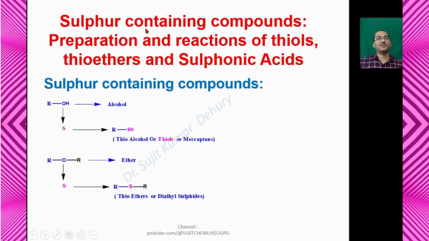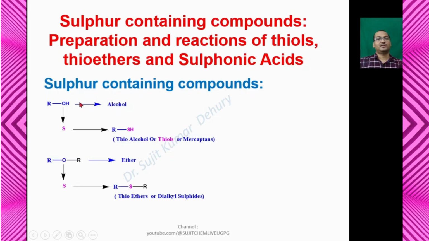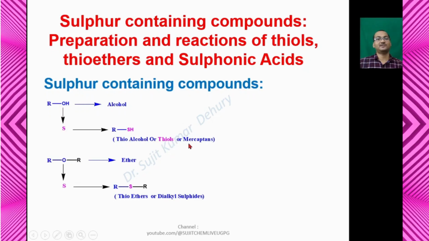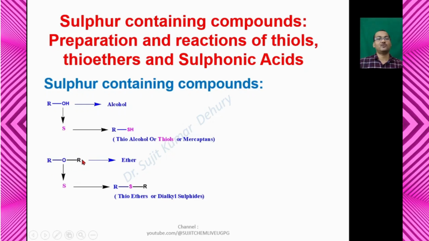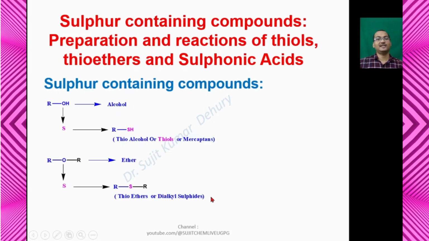The next is sulfur containing compounds. So preparation and reactions of thiols, thioethers and sulfonic acids. So this is the compound called alcohol, ROH. So if we replace this oxygen with sulfur, that becomes RSH. So that is called thioalcohol or thiols or mercaptans. Similarly, this is the compound known as ethers, ROR. So if we replace this oxygen by sulfur, that becomes RSR. That is called thioethers or dialkyl sulfides.